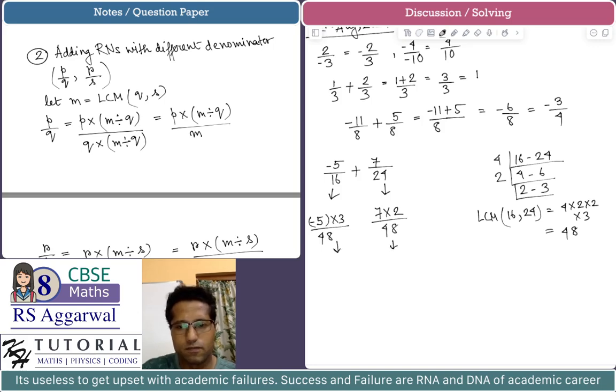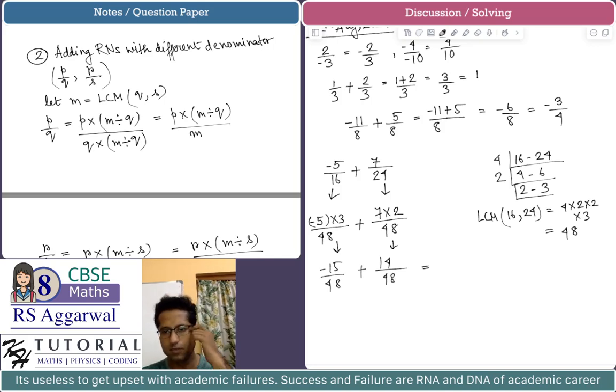So this, when simplified, becomes minus 15 by 48. So we have to add minus 15 by 48 plus 14 by 48. Now we see that both the rational numbers have the same denominator 48. We just add up the numerators: minus 15 plus 14 divided by 48. This becomes minus 1 by 48.